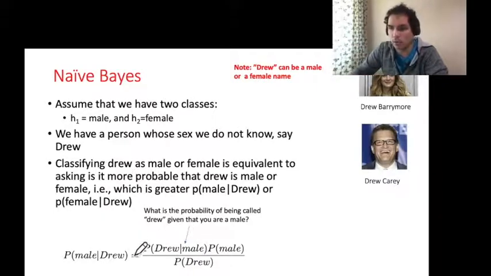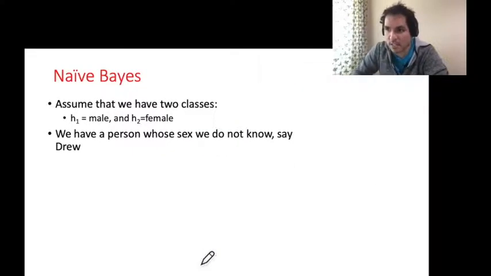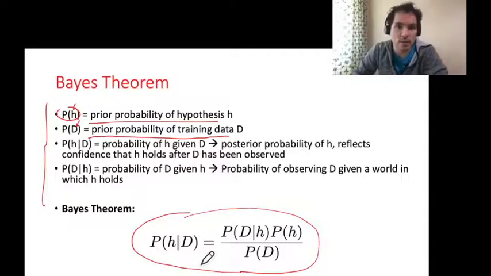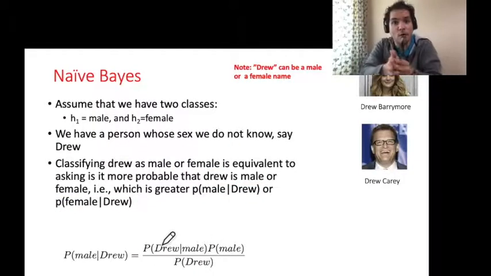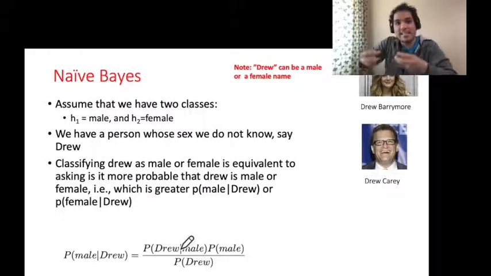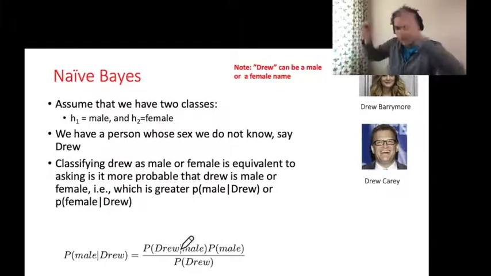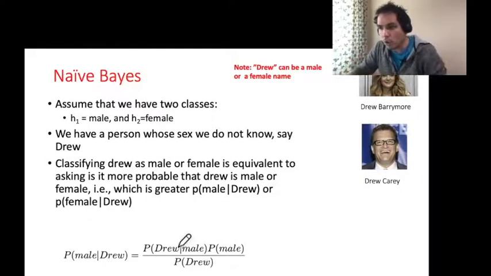Now, in order to do this, we need to pre-compute the probability of Drew given that the person is male, the probability of being male, and the probability of Drew. This is based on the definition of the naive Bayes theorem. All we have to do is compute these probabilities with the database that I have, which I'm calling my training set. I assume we already have a database from which we can compute all these probabilities. That's the idea of how we're going to do it.